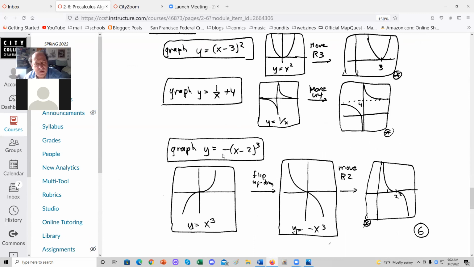Now here we have graphing negative of x minus 2 cubed. Okay, x cubed is this n-shaped graph. Negative x cubed flips up for down like that. This minus 2 means you move it to the right like that.